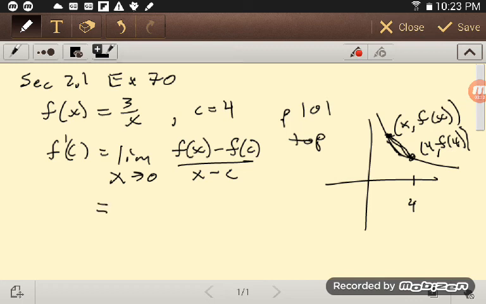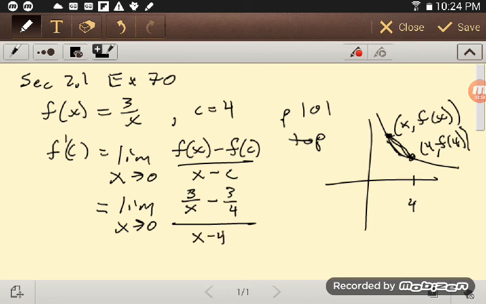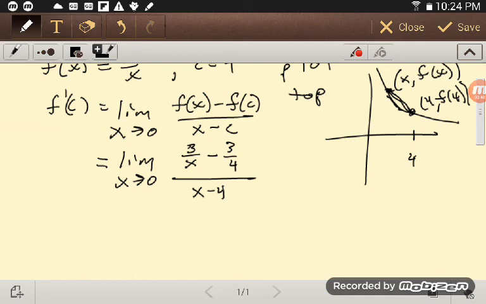And so let's do this. The limit as x goes to 0, and f of x is 3 over x minus f at 4, or c is 4, so over 3 over 4 over x minus 4. Now the game here, this x minus 4 is really our h at this point. So we need to get x minus 4 to factor out of the top. It's still the same basic game: whatever's down here, I'm trying to factor that out of the top.